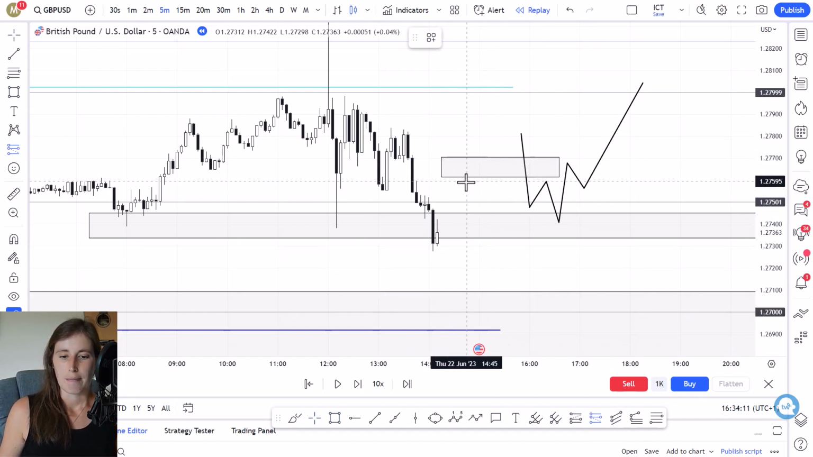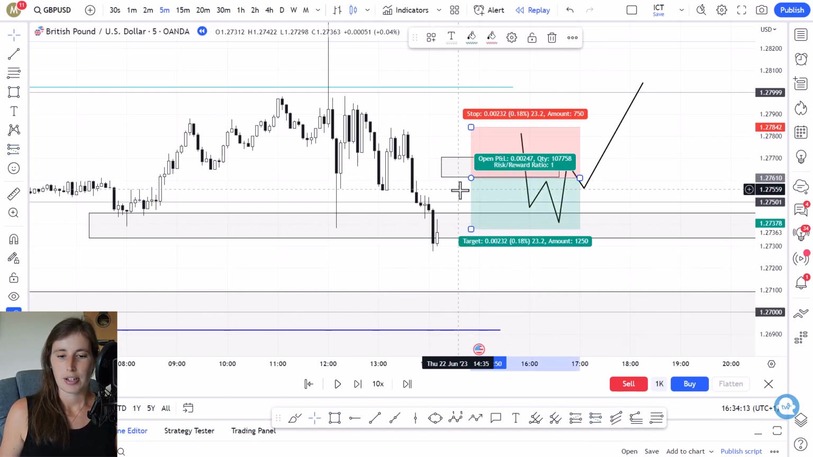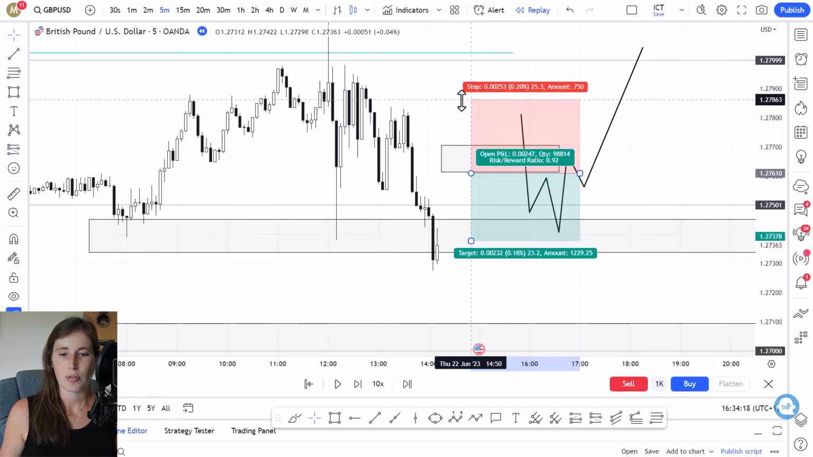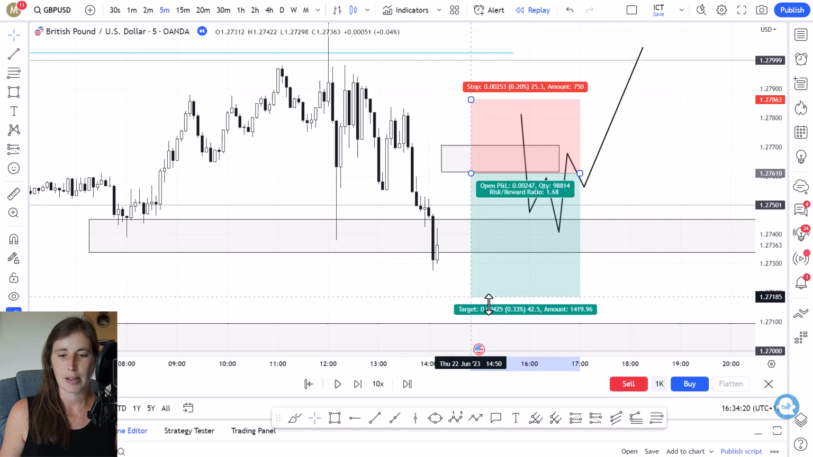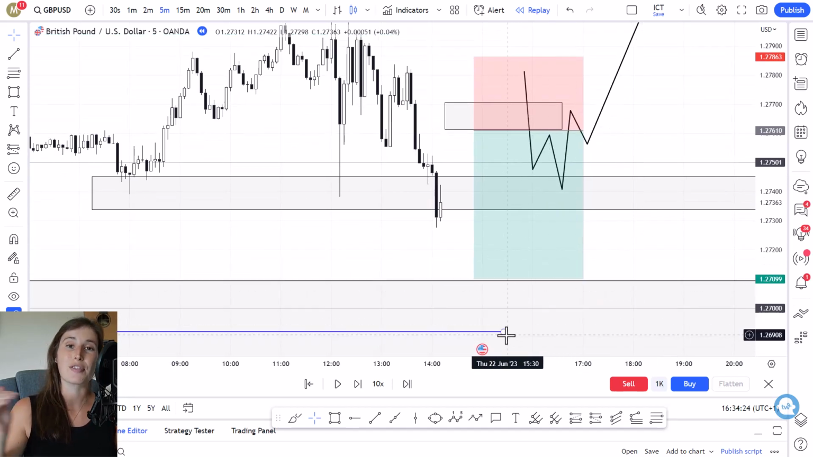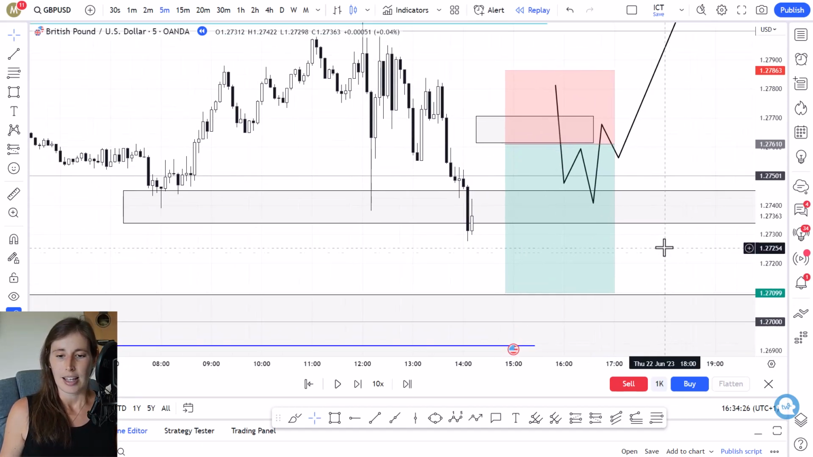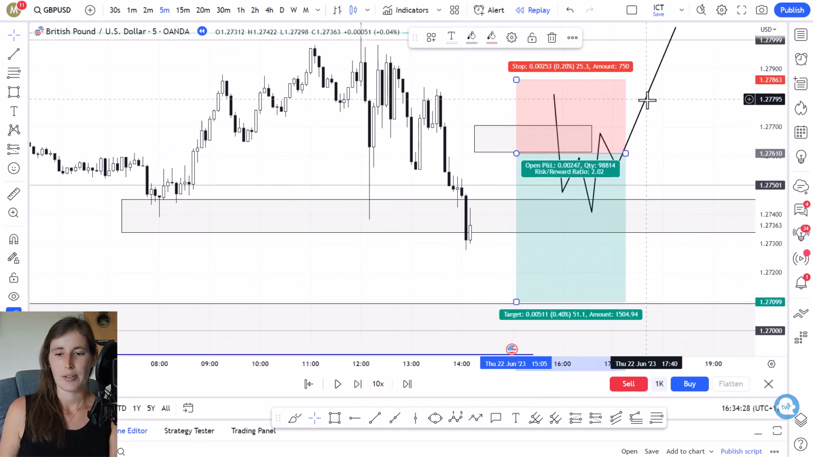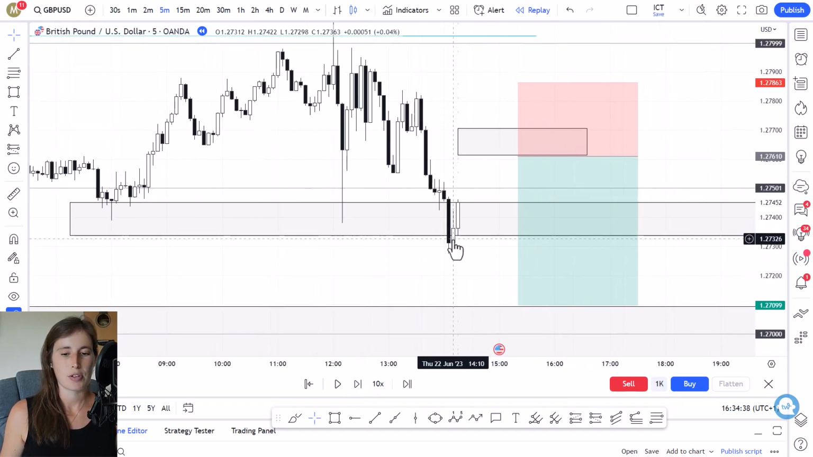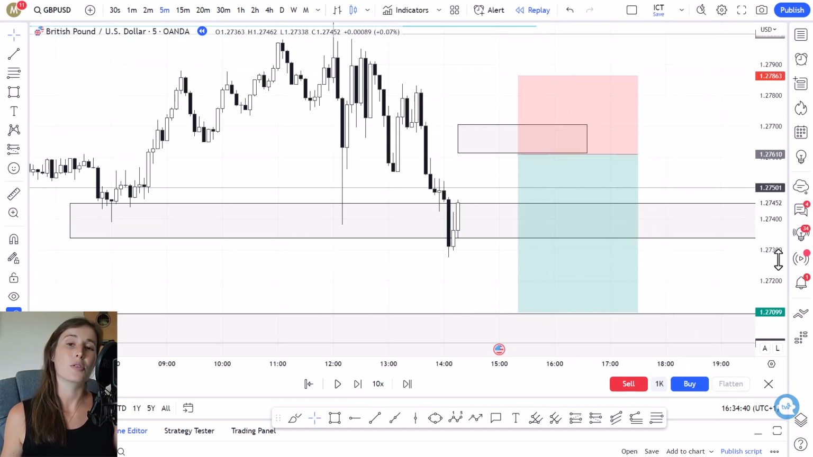So initially, my plan was that I would need price to come up here. I would have a larger stop just above that structure, and I would be aiming for a target at the bottom, aiming for that previous daily low. That was my first initial idea. However, as price pushed up here, I started to think that this was a very strong push down and I didn't want to miss out on the opportunity. I guess I got a little bit of FOMO, fear of missing out.